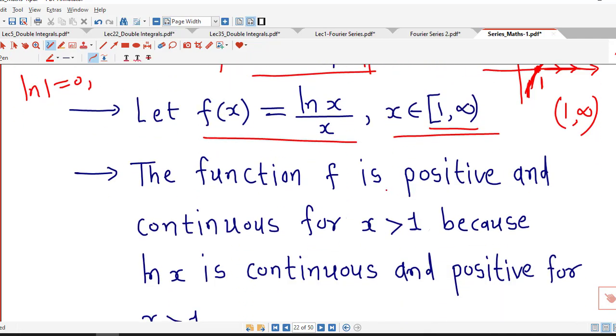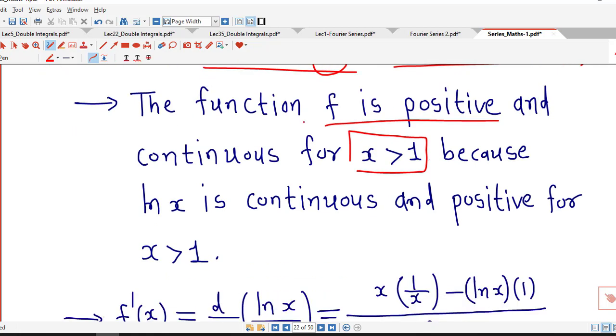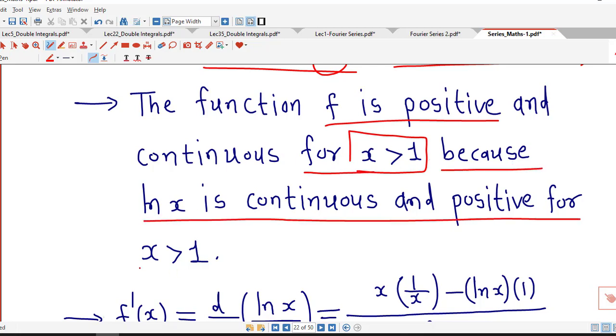So the function f is positive and it is obviously continuous for x greater than 1 because x is continuous and log x is a continuous function. So the function f is positive and continuous for x greater than 1 because log x is continuous and positive for x greater than 1.